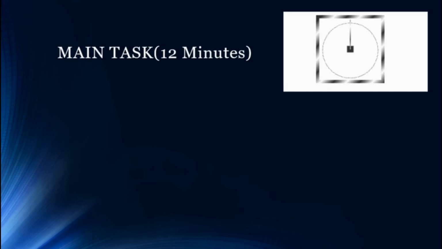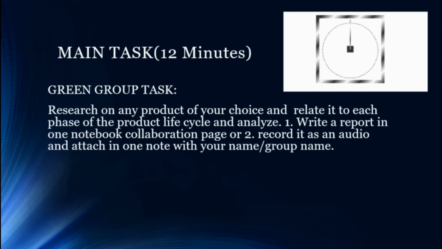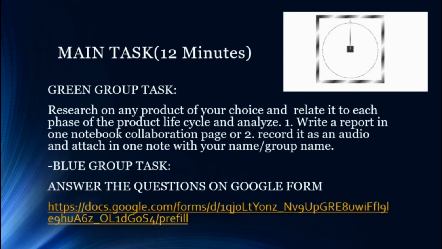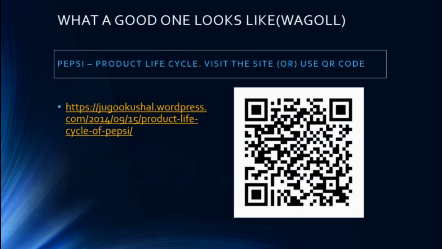Main task. Green group task: research on any product of your choice and relate it to each phase of the product life cycle and analyze. Write a report in one notebook collaboration page, or record it as an audio and attach it in OneNote with your name or your group name. Blue group task: answer the questions on Google Form.